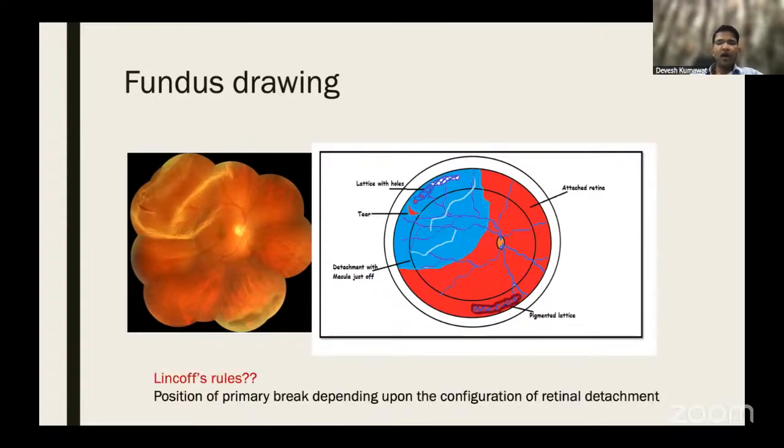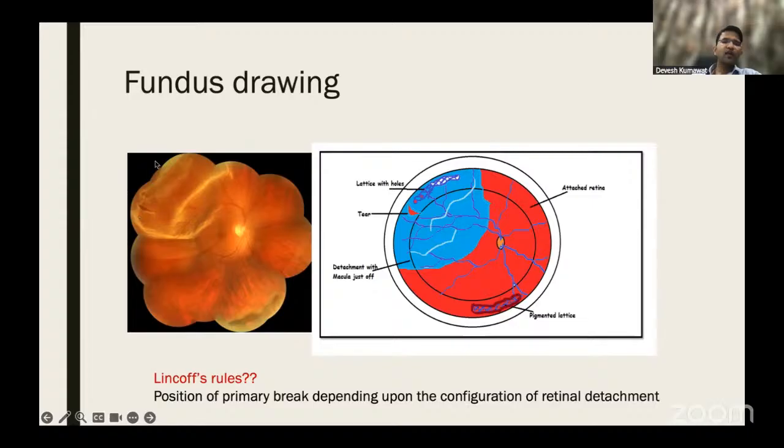Now, once you have made the fundus diagram, or you have done the fundus examination, you should remember Lincoff's rules, because the position of the primary break will depend upon the configuration of the retinal detachment. In this case, the retinal detachment is not crossing the 12 o'clock meridian. So this is a superotemporal retinal detachment, not crossing the 12 o'clock meridian. So the break is more likely to be within 2 clock hours of the highest edge. The highest edge is at 11:30 clock hours, so the break has to be between 9:30 and 11:30 clock hours. The break in this patient is at 9:30 clock hours.